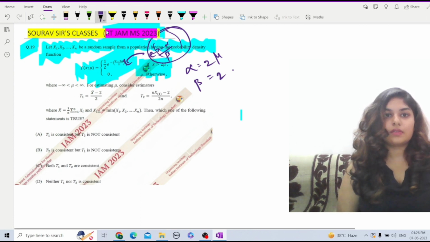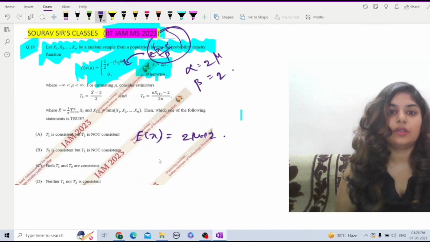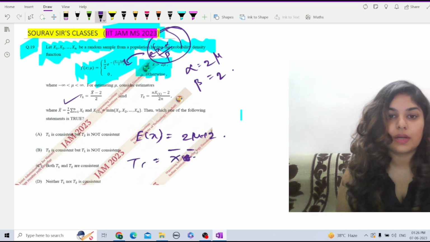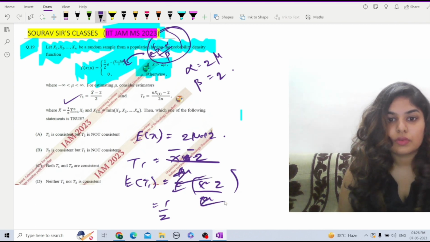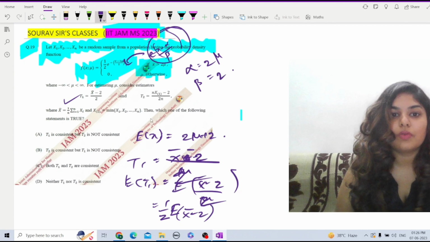So now here E of x is equal to 2 mu plus 2. Now what we have to find out here is, first let us take this, that is T1 is equal to x bar minus 2 by mu. So we have to calculate E of T1. Now E of T1 is equal to E of x bar minus 2, half of that. So first we need to know what is E of x bar.